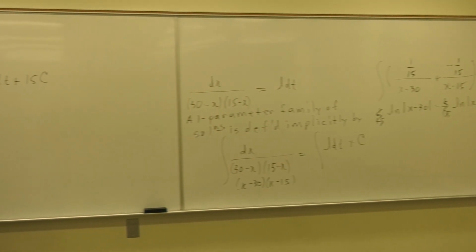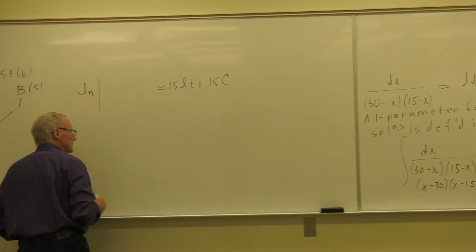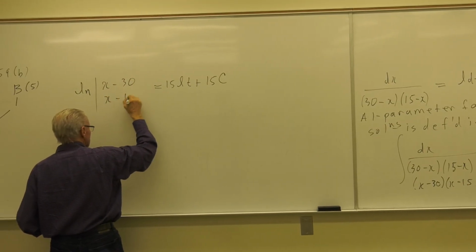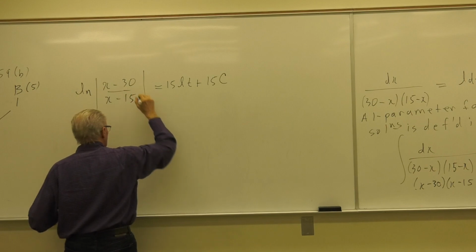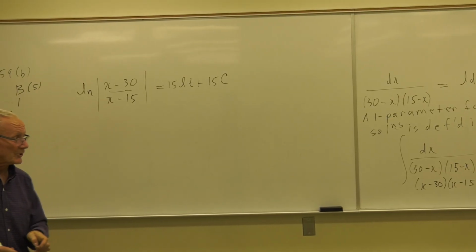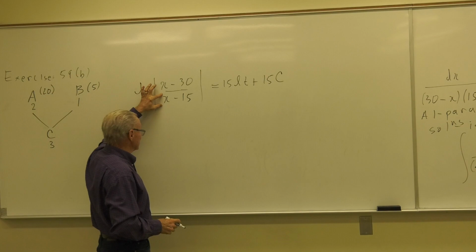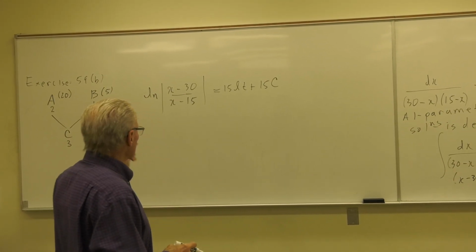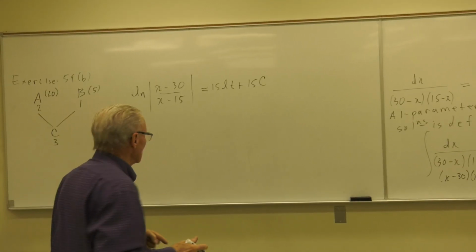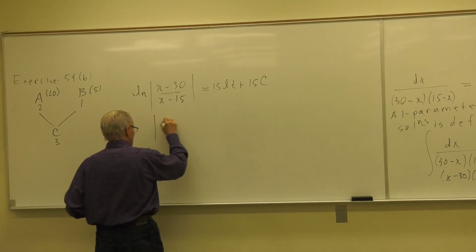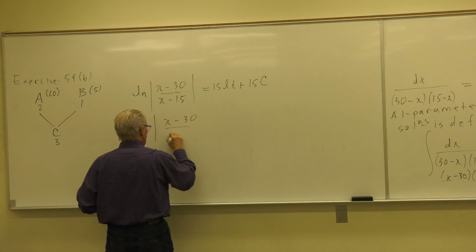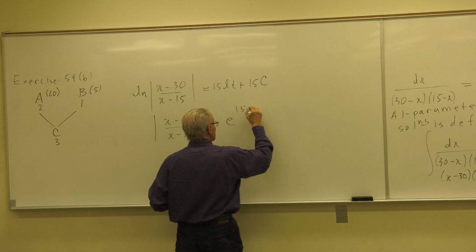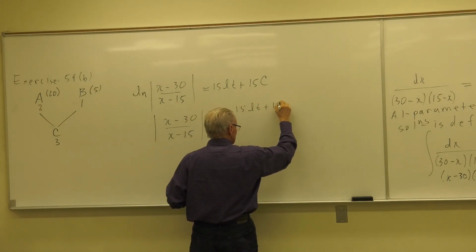So we could write the logarithm of the absolute value of x minus 13 over x minus 15. Now to me, I really don't need the absolute values now, because that's negative, this is positive, but I'll leave it there anyway. Next, let's exponentiate to kill off the logs. X minus 13 over x minus 15 is equal to e to the 15 LT plus 15 C.